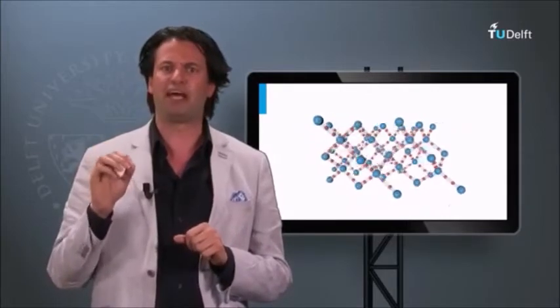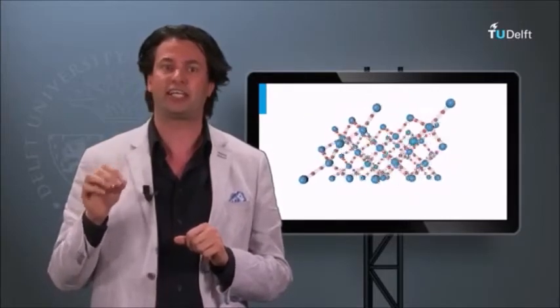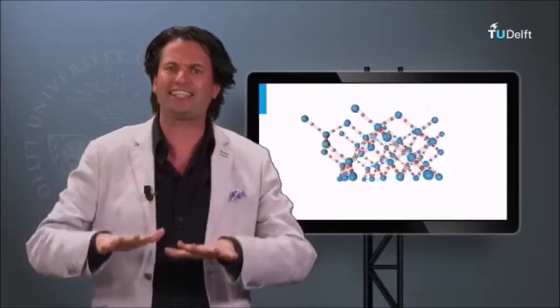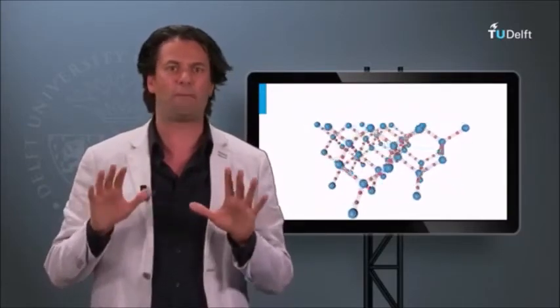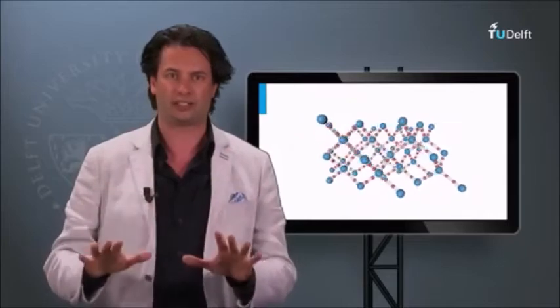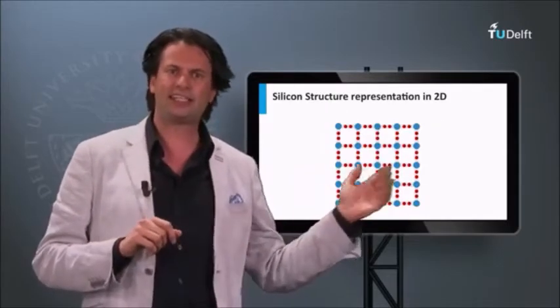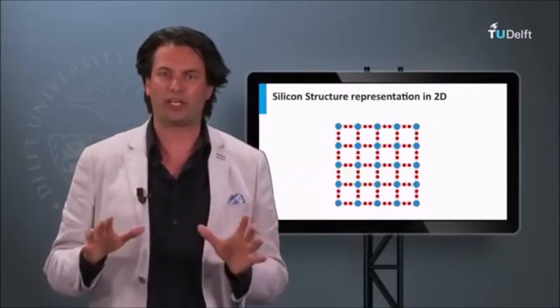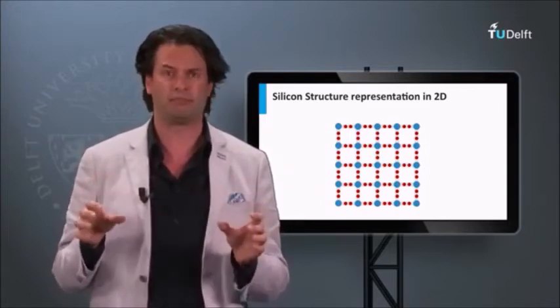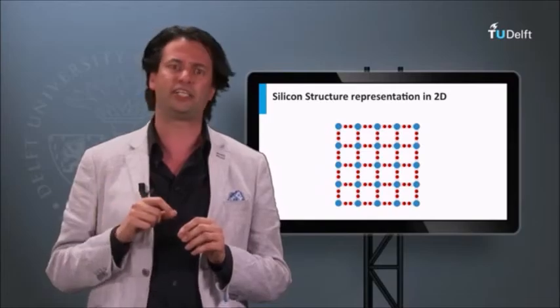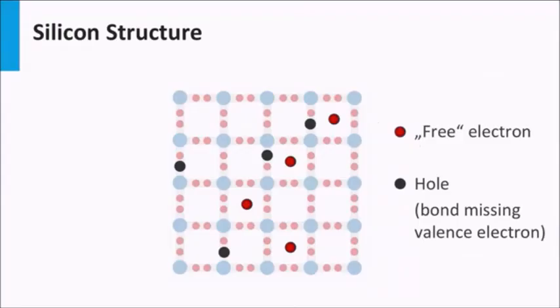To illustrate the behavior of charge carriers in the silicon lattice, I will flatten the material and consider the silicon lattice to be a two-dimensional square lattice. In this two-dimensional network, every silicon atom has 4 bonds with its neighboring silicon atoms, like it has in a three-dimensional network. In this schematic silicon network, we put some charge carriers.